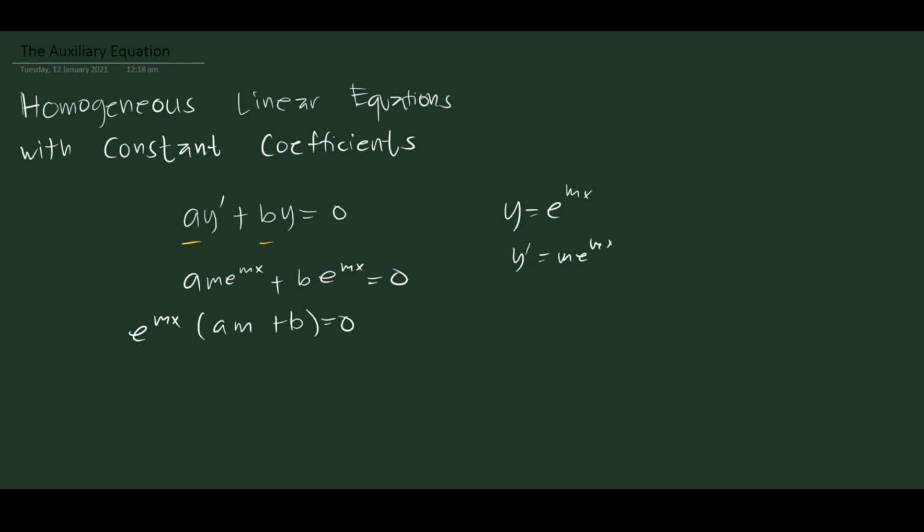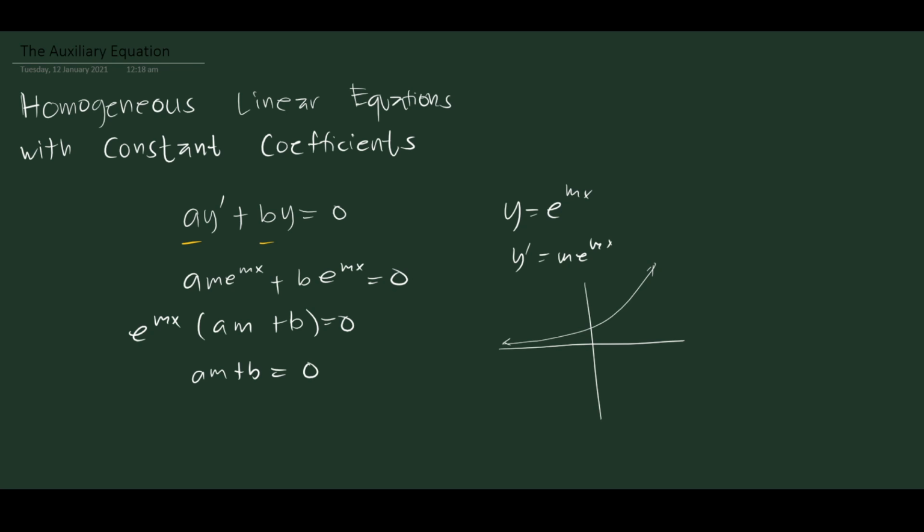Since e raised to mx is the natural exponential function, we know that this can never be equal to 0. If you take a look at the graph of the exponential function, we will see that the curve never intersects the x-axis. So in order for this statement to be true, am plus b must be equal to 0.